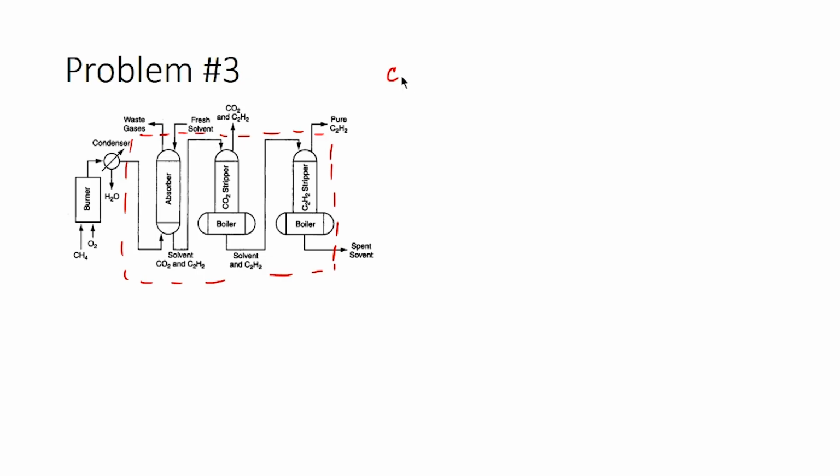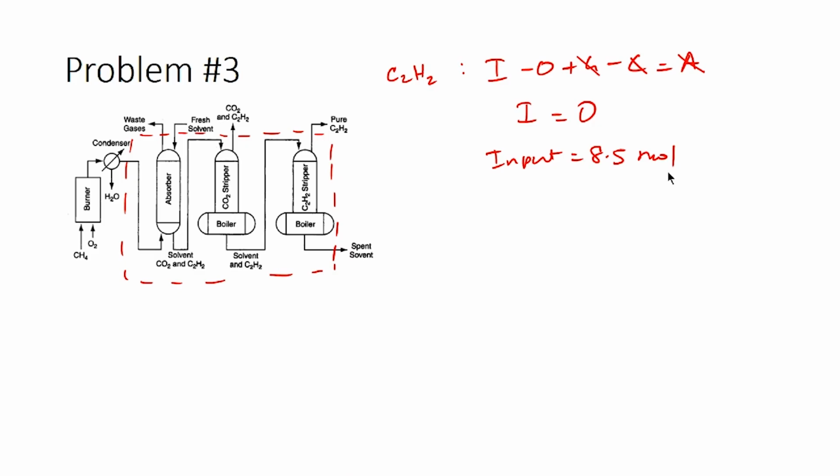The balance equation for acetylene is input minus output plus generation minus consumption equals accumulation. Here there is no accumulation because it is steady state, and there are no generation or consumption terms because the system we have chosen is a non-reactive system. So, the equation simplifies to input equals output. The input is 8.5 moles, which we already know based on the information given in the problem.